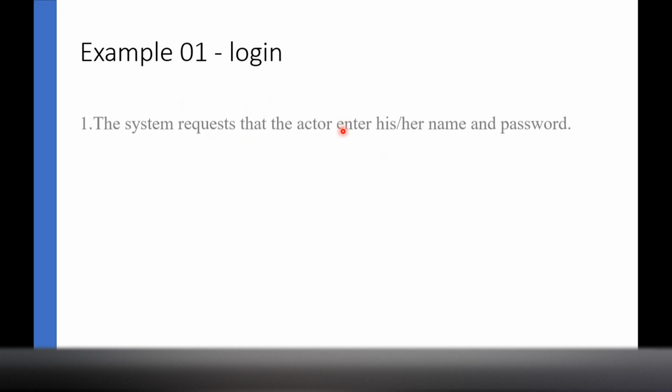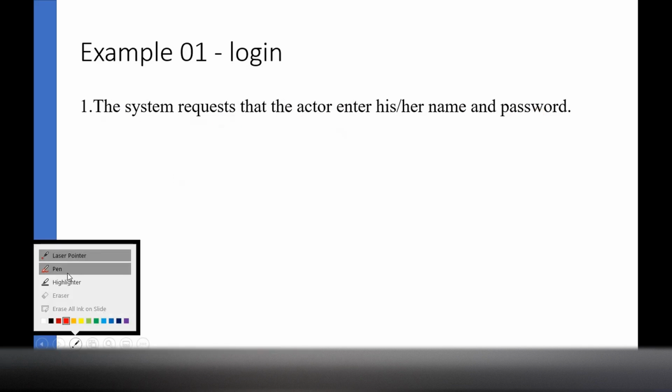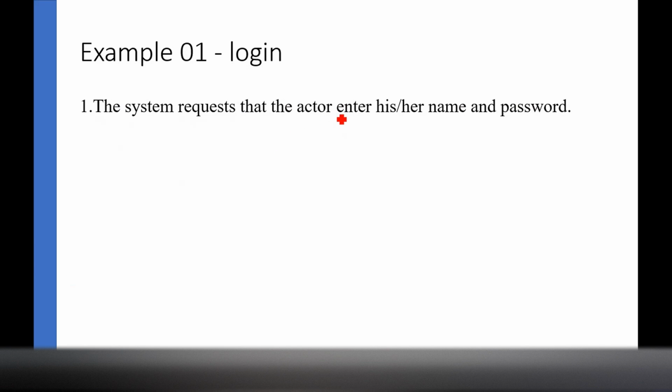Now we will look at an example for a functional requirement. This is a login system. Let me explain this one. The system requests that the actor enter his name and password. Now this is an action. What is the action? Enter his name and password, or username and password. This is the action. This is the requirement. What is this requirement? This is the functional requirement.